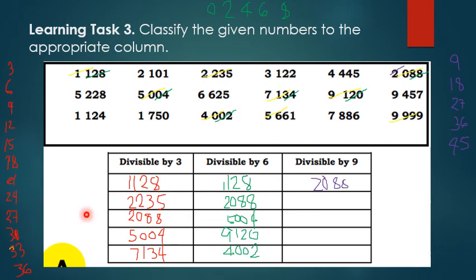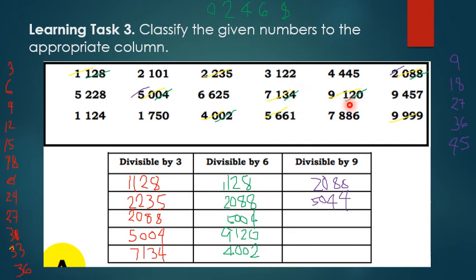Okay, so next tayo. So, 5 plus 2 is 7, plus 2 is 9, plus 8 is 17. So, wala po siya. 5 plus 0 is 5, plus 0 is 5, plus 4 is 9. So, ayun. So, siya po ay divisible din sa 9. Okay, next. 6 plus 6 is 12, plus 2 is 14, plus 5 is 19. So, wala. 7 plus 1 is 8, plus 3 is 11, plus 4 is 15. Okay, so hindi po siya kasali.